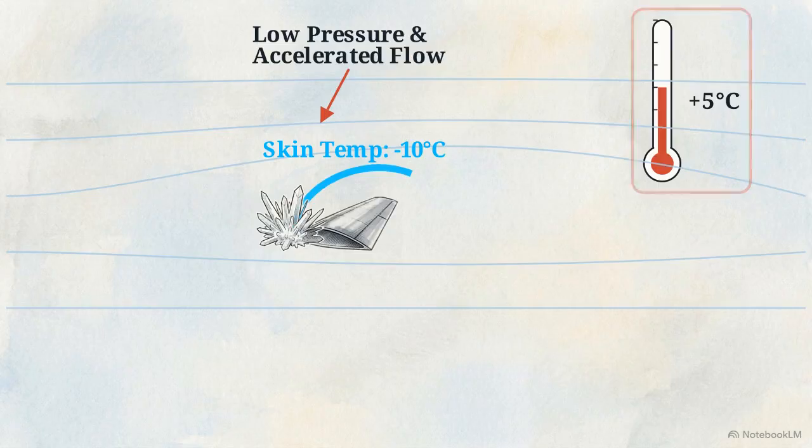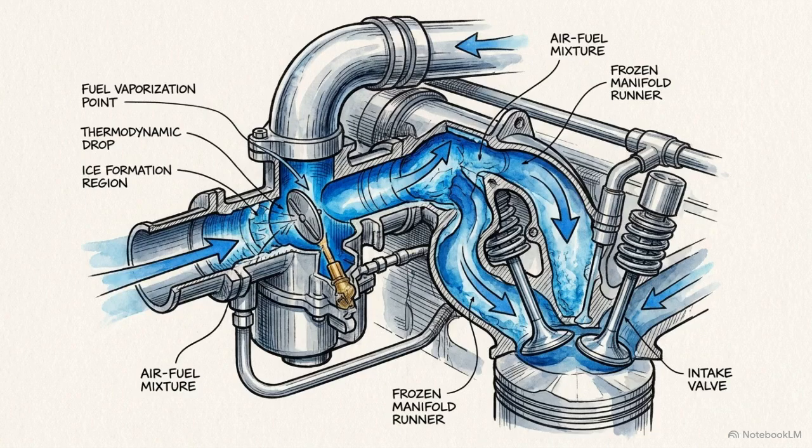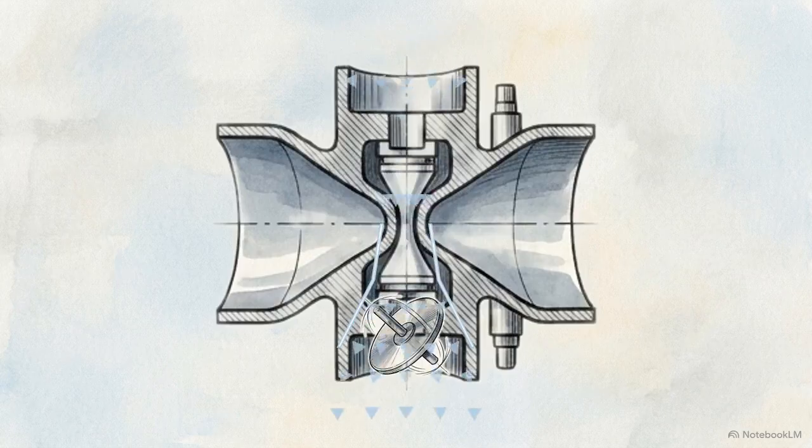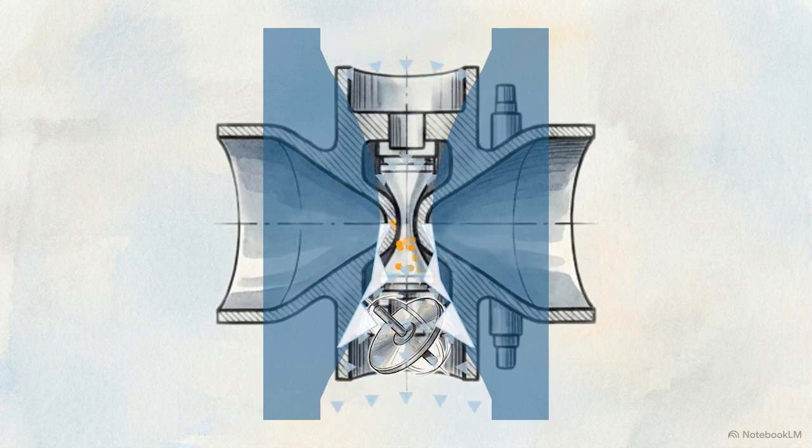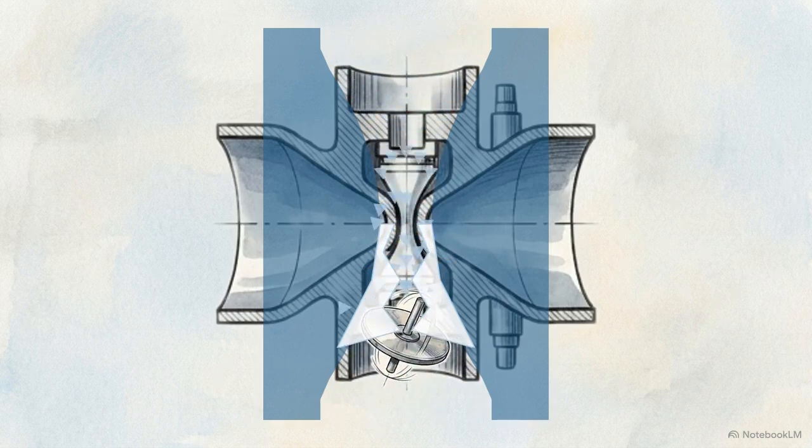as +5 degrees Celsius. And the temperature drop over the wing is mild compared to what happens inside a piston engine's induction system. Inside a carburetor, air accelerating through a venturi and vaporizing liquid fuel drastically drops the internal temperature. This extreme cooling freezes moisture in the air, building a block of ice that chokes the engine, especially when a partially closed butterfly valve maximizes the restriction.